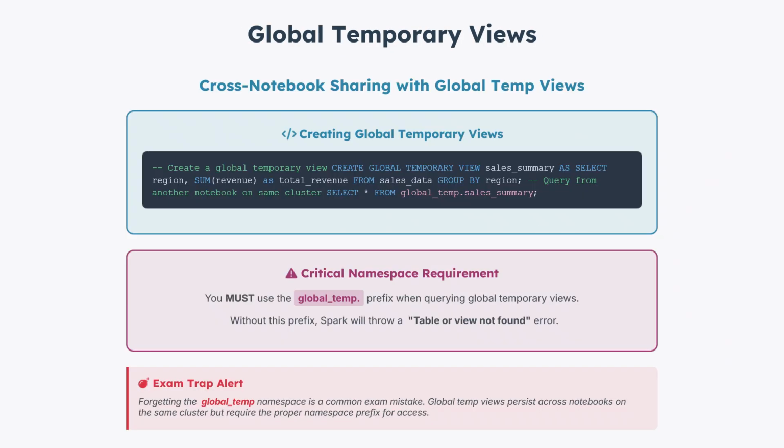Global temporary views allow cross-notebook sharing on the same cluster. To create a global temporary view, use CREATE GLOBAL TEMPORARY VIEW. When querying, you must use a global_temp prefix. For example, SELECT * FROM global_temp.sales_summary. Without this prefix, Spark will throw a table or view not found error. The exam trap alert is forgetting the global_temp namespace. Global temp views persist across notebooks in the same cluster, but require the proper namespace prefix for access.